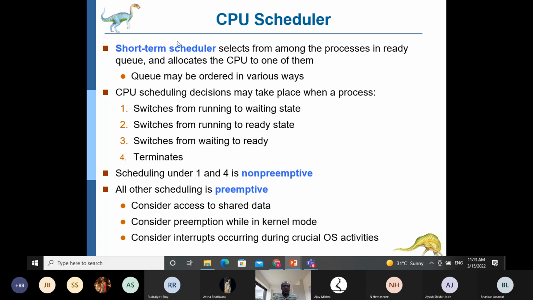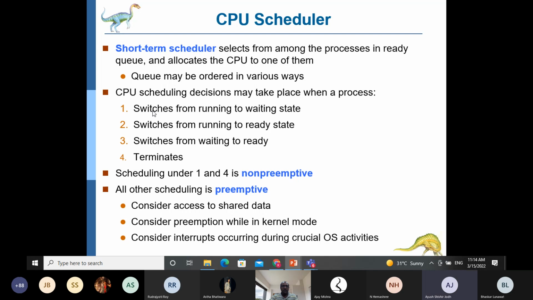And while these processes are scheduled, the processes are maintained in the queue by a particular scheduler. There are various ways of ordering the queues, as I mentioned. We'll see that in the later part. We'll basically discuss that. And the CPU switching decisions can take place in the following four ways, the four possibilities.